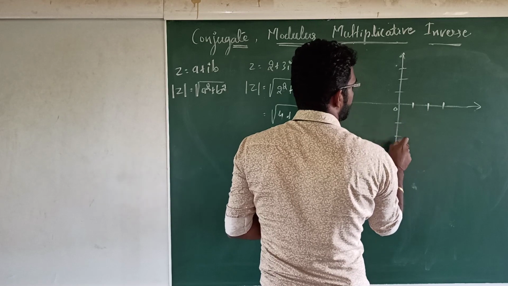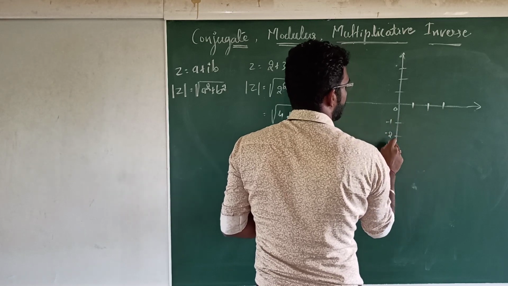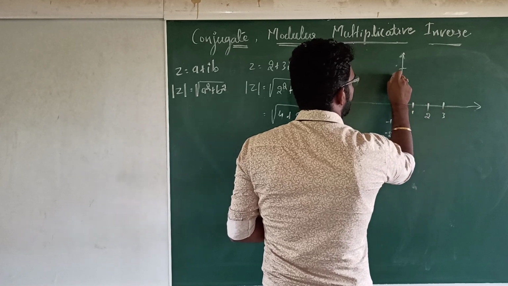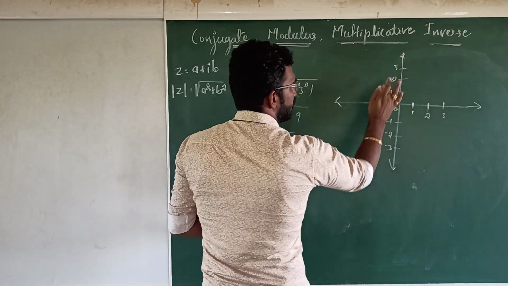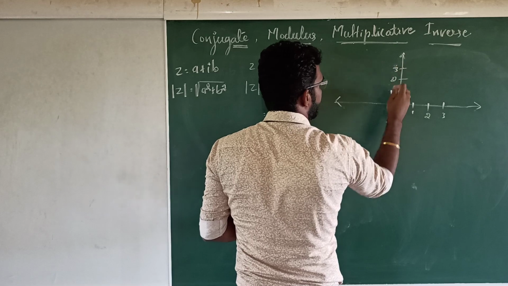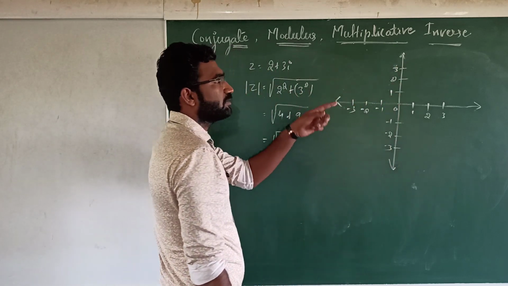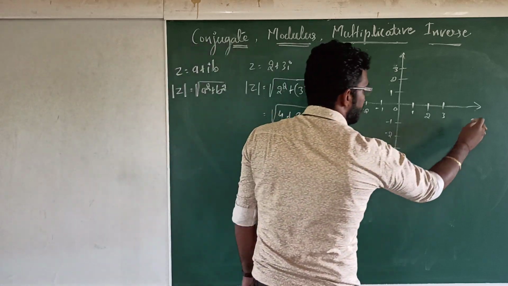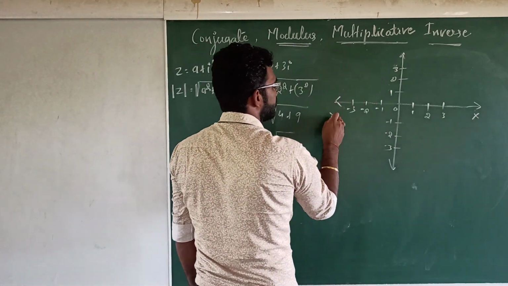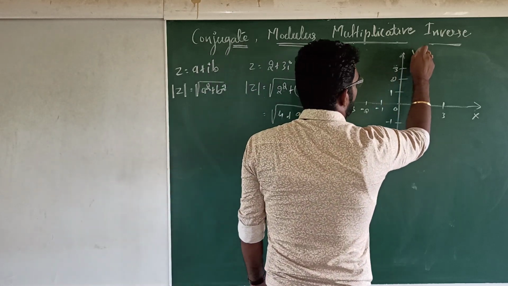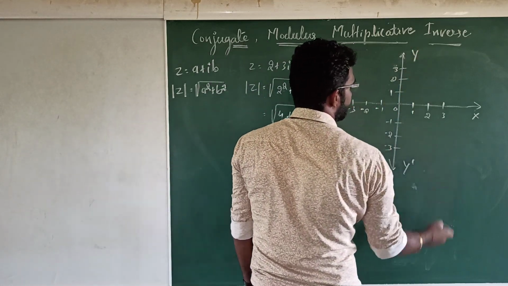1 2 3, this is minus 1 minus 2 minus 3. This is 1, this is 2, this is 3, right? This side also you can write the numbers minus 1, minus 2, minus 3, right? So this is the xy plane. This side you can see the positive x-axis, this side the negative x-axis denoted by x dash. This is y, this is y dash, right?